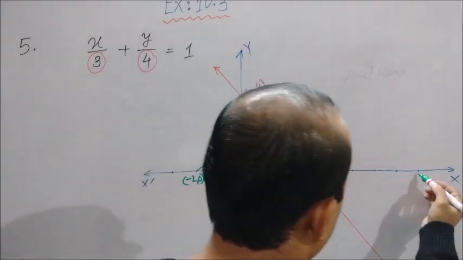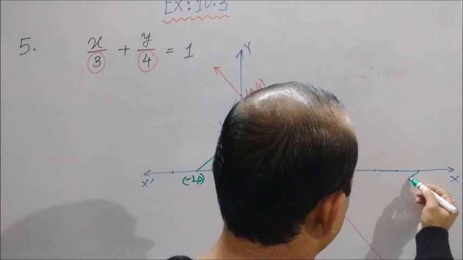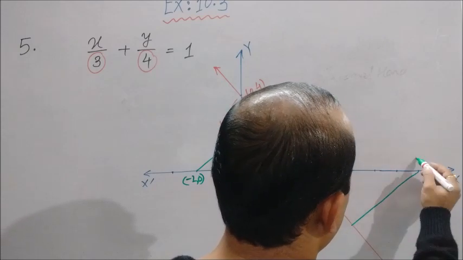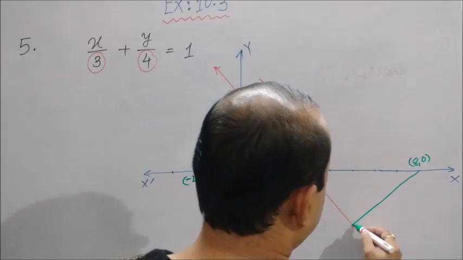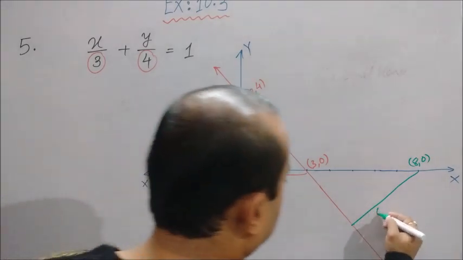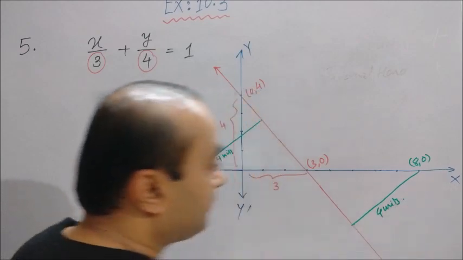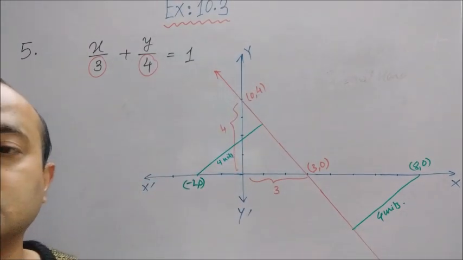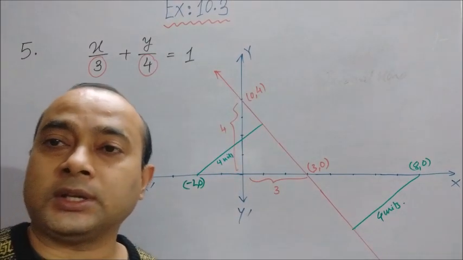Similarly, this point 8, 0, if I take a perpendicular from here, this will also be at a distance of 4 units. So that is the reason for getting the two answers to this question. So I hope you are clear. Question number 5.